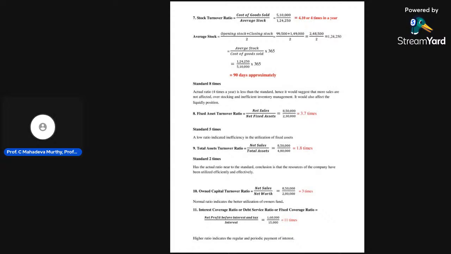This is the most important formula, the stock turnover ratio formula. If you go for converting into times, that is cost of goods sold divided by average stock, or if you go for converting into days, reverse that. Average stock, the denominator, becomes the numerator, and cost of goods sold, the numerator, becomes the denominator, into 365. One year, 365 days, you will get approximately 90 days. This is also most important among ratios.